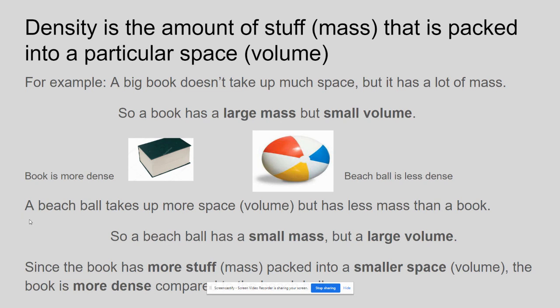So in this particular case, since the book has more stuff packed into a smaller spot, we would say that the book has a higher density. So the higher the density is, the more stuff is packed into that space. The lower the density, the less stuff that's in the space. Like for a beach ball, it's mostly air. So it has a low density. Things that have a low density, if they're less dense, they'll float. Things that are more dense, they'll sink in water.